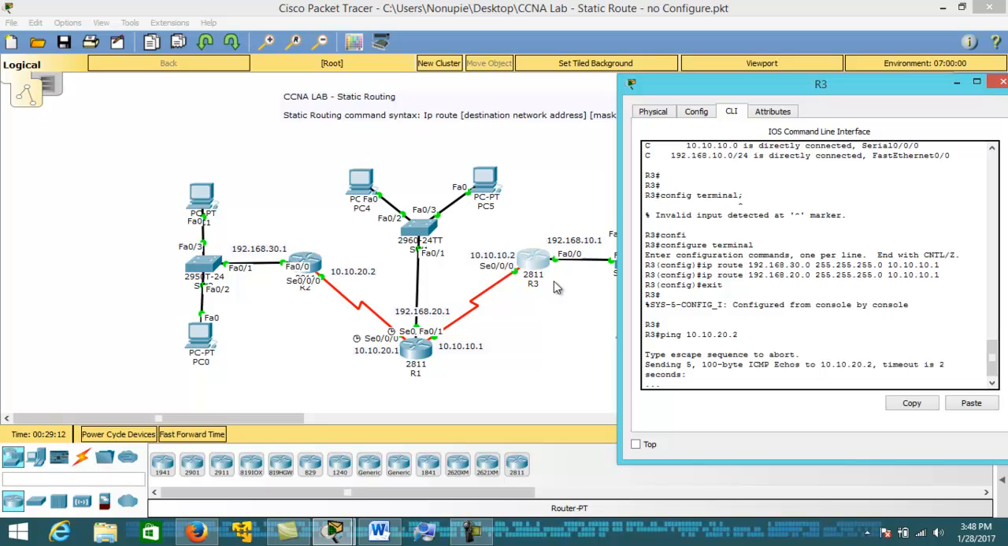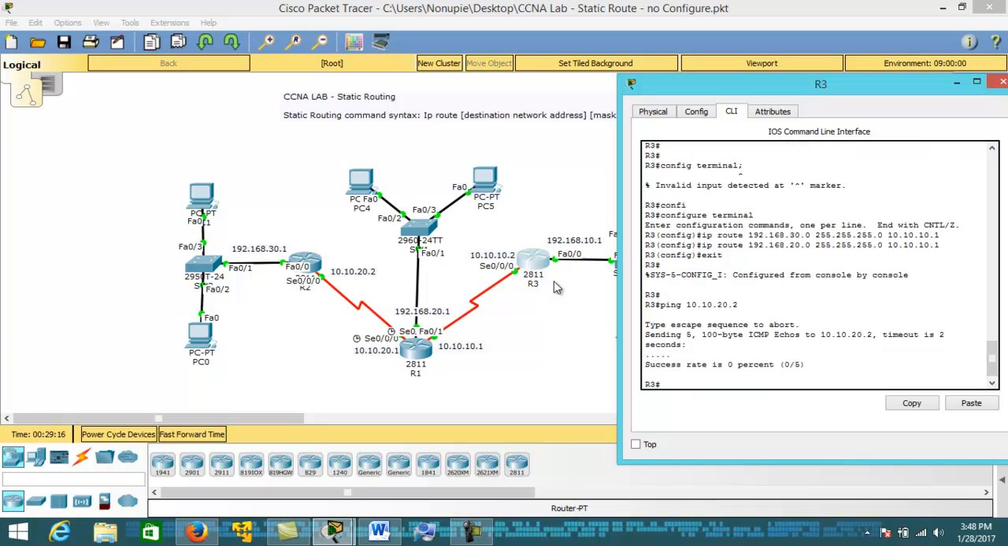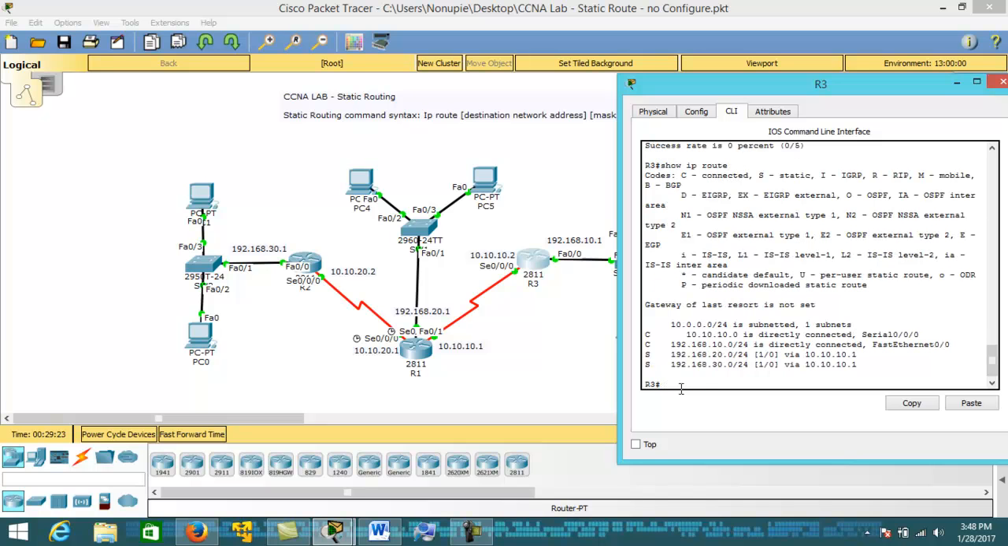Okay, the success rate is 0%. I think we made some mistake. Let's see the routing table of this router, that is, show IP route. It is not pinging this network, but why? Let's see.